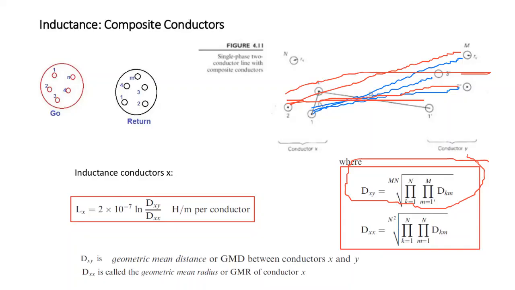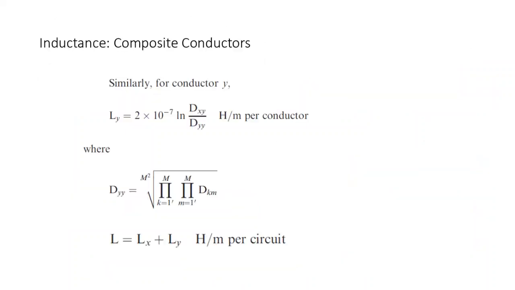All right, and that's why we put dxy. So dxy is not just between one point to another point. It is the geometric mean distance for each. Okay, so this is what we call geometric mean distance, GMD for short, and GMR is the geometric mean radius, dxx. That is for conductor X. For conductor Y, dxy, geometric mean distance, so between conductor to conductor, and dyy is the geometric mean radius of conductor Y.